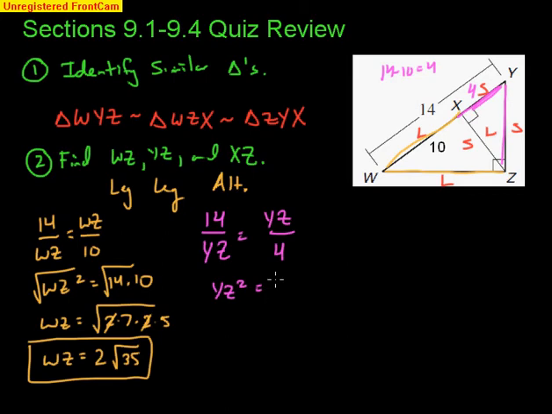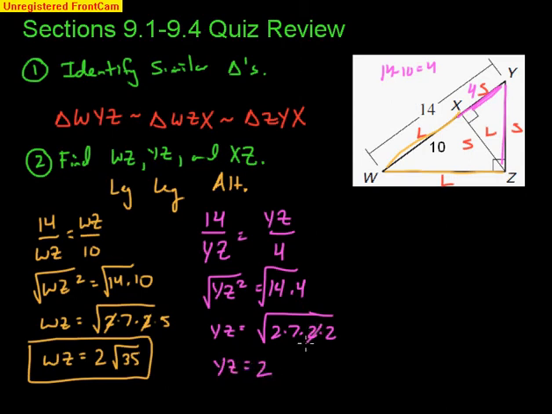So we cross multiply. YZ squared equals 14 times 4. We take the square root of both sides. YZ equals the square root of, and I'll break this apart, 2 times 7, 2, and 2. For every two 2's, a 2 comes out. So YZ equals 2. Cross those ones off. And then the 2 times 7 does not simplify, so we just put 14.